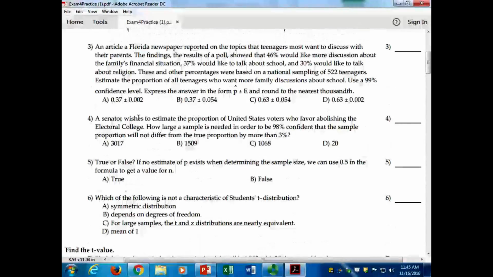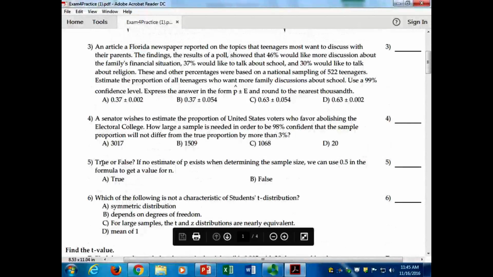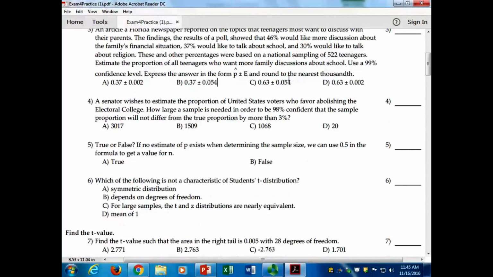Anything from 4, 5, or 6? Anybody have a question or want to see one of those done? So 3 we just did. That was calculating a confidence interval about a proportion. Anything from 4, 5, or 6? Okay. So number 4 is where we need to estimate the sample size.